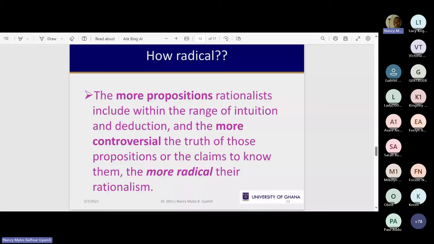And then also, if you have certain controversial claims, of course, if I say it is wrong to kill indiscriminately, you might not consider it controversial. But for some, claims like God exists, they think it's controversial. How do you justify the existence of God? It's just some assumption people make, they think. Or if you say we all know already certain claims, they feel it's controversial, and therefore such views will make your rationalism more radical than others.